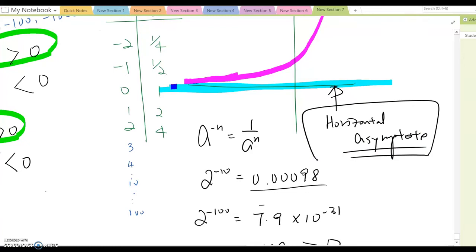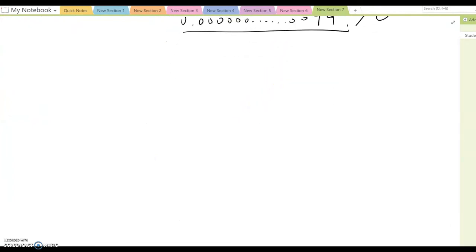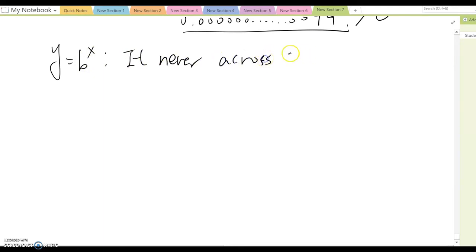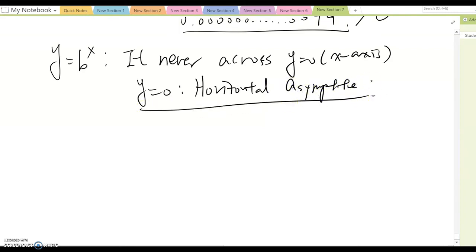So for the exponential function graph, we have a horizontal asymptote here. When summarizing, y equal to b to the x never crosses the y equal to 0 line, the x-axis. So y equal to 0 is our horizontal asymptote.